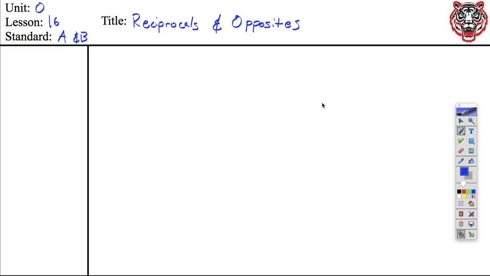This is Algebra 1, lesson 0-16. Today we're doing a very quick lesson on reciprocals and opposites. All right, so reciprocal. I guess the question that you can be asking over here is, what is a reciprocal?